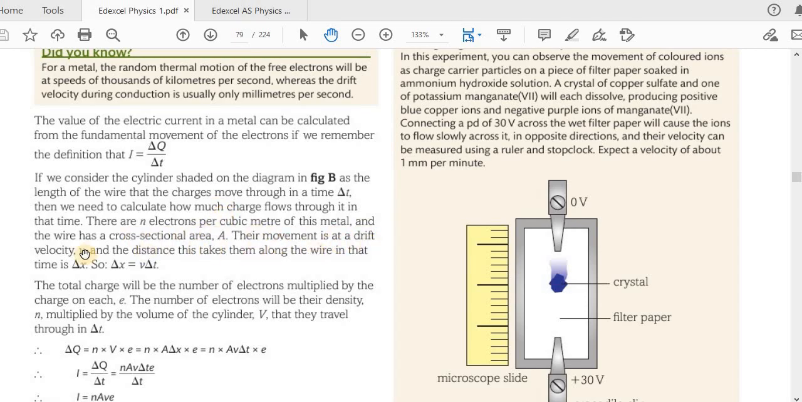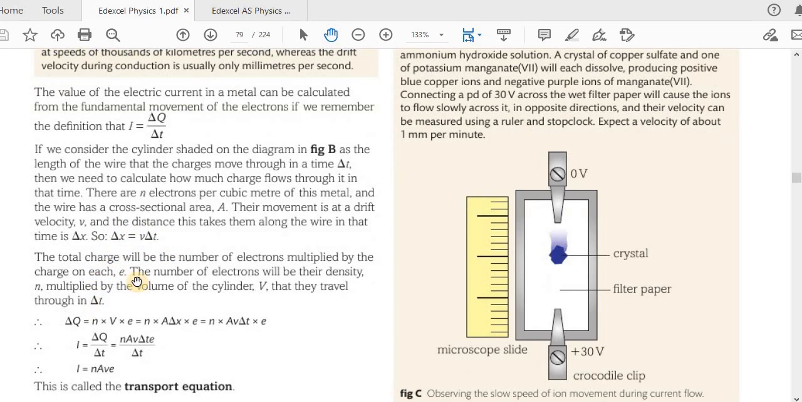Their movement is at a drift velocity v, and the distance this takes them along the wire in that time is delta x. So remember, displacement is equal to velocity times time, or we can say velocity is displacement divided by time. That is this equation. The total charge will be the number of electrons multiplied by the charge on each. The charge on an electron, we can call it e.